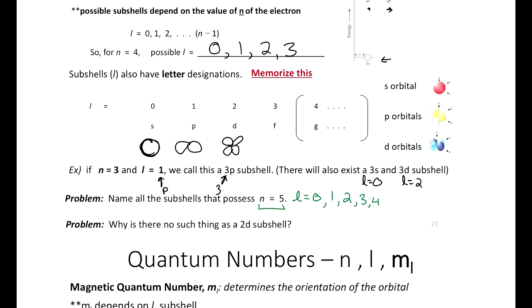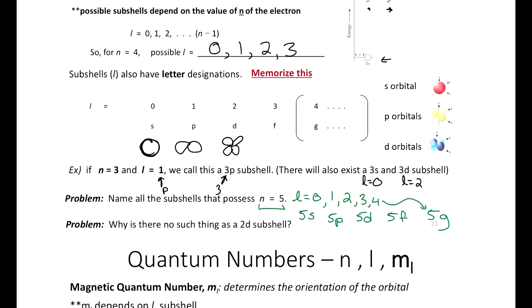So a orbital or a subshell with n equals 5 and an L of 0, what do we call that? A 5s. What about that L of 1? We call that a 5p. L of 2, that's d, so it's 5d. Then 5f, and then that 4 is a 5g. So those are all the possible subshells in an n equals 5, related to those L's.